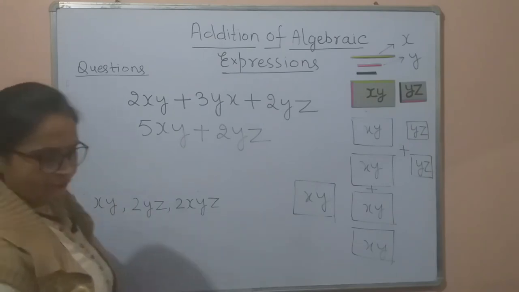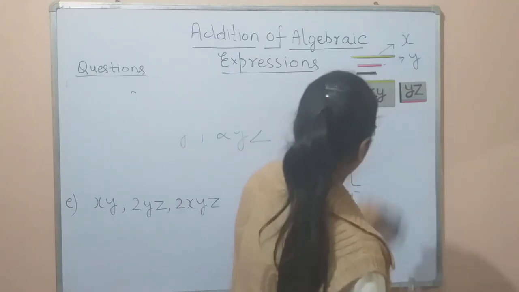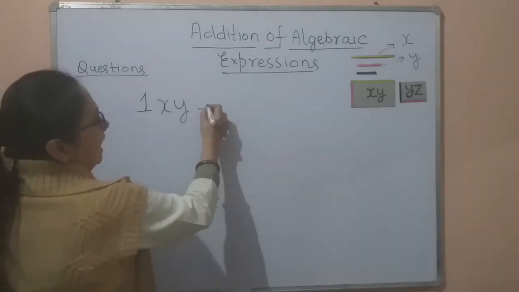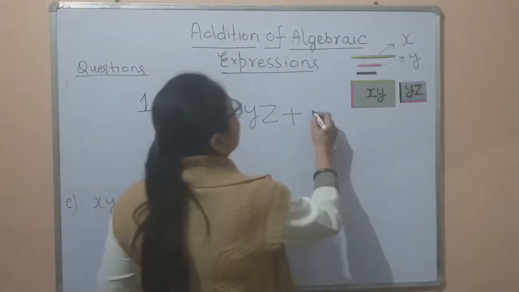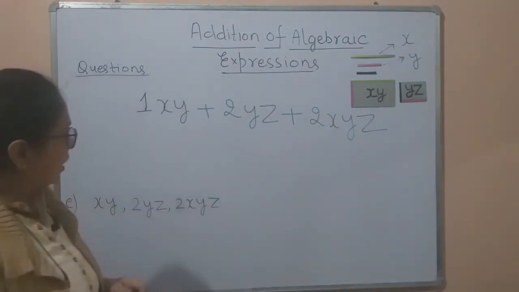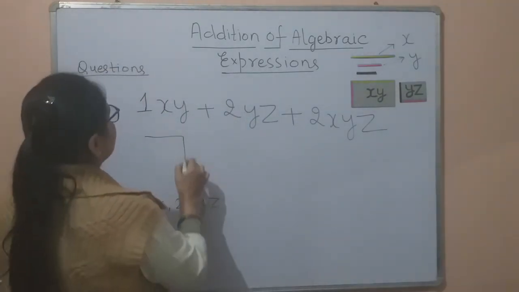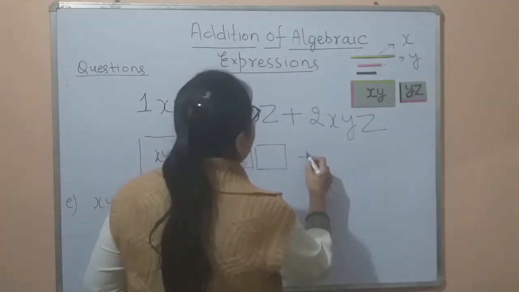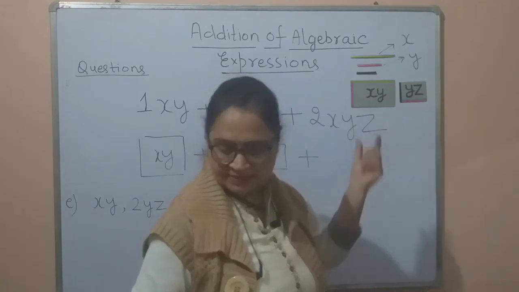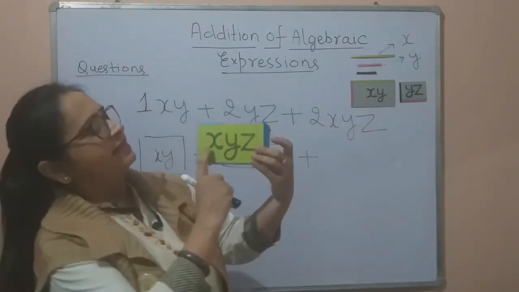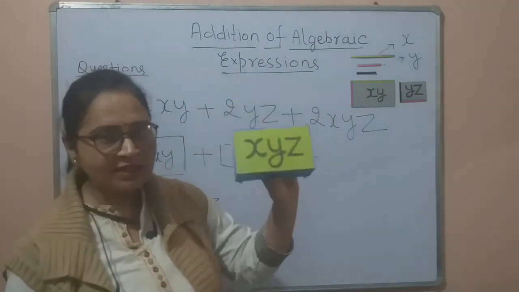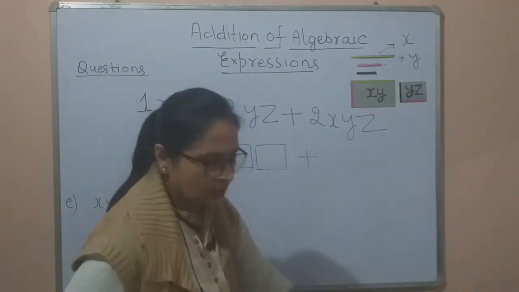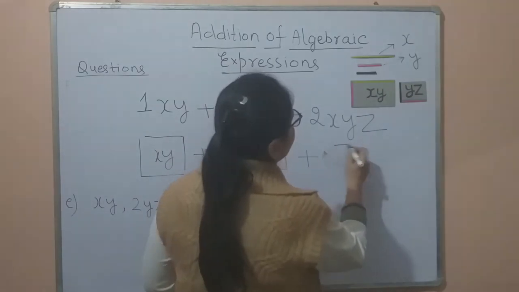Say this is xy. We have 1 xy added to 2yz, added to 2xyz. Now suppose we consider this is xyz, this is x into y into z, it's a box suppose, and if we have xyz to be this, and if we have two such boxes, then we have two such boxes.